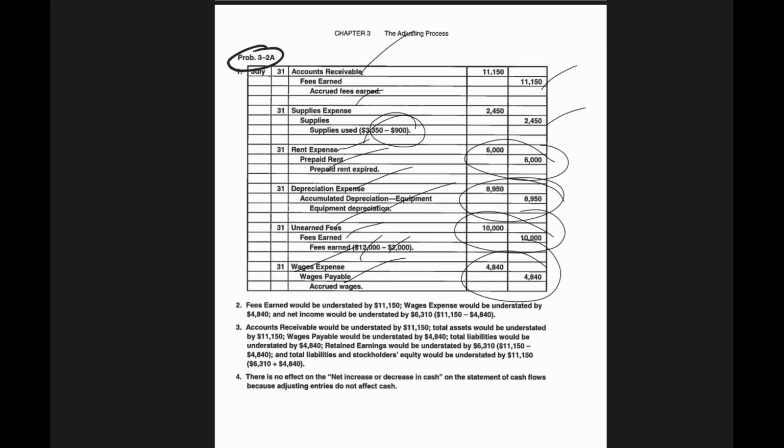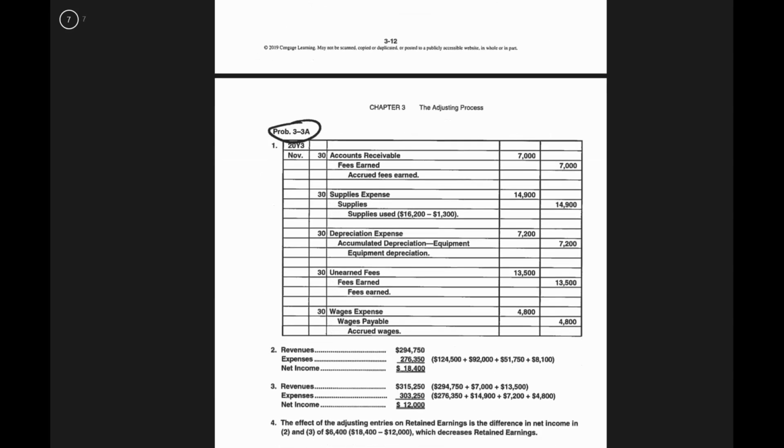All right, let's move on to problem 3. Basically the same type of problem again. It reads here, this repair and service store prepared the following unadjusted trial balance. And it says, for preparing the adjusting entries, the following data were assembled. Again, fees earned, not billed. Exact same entry as in the previous problem for $7,000.